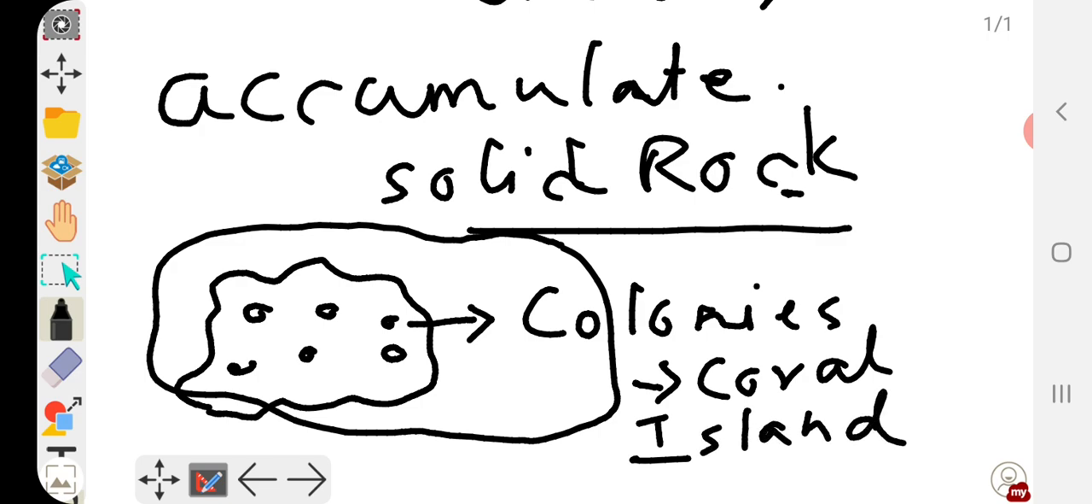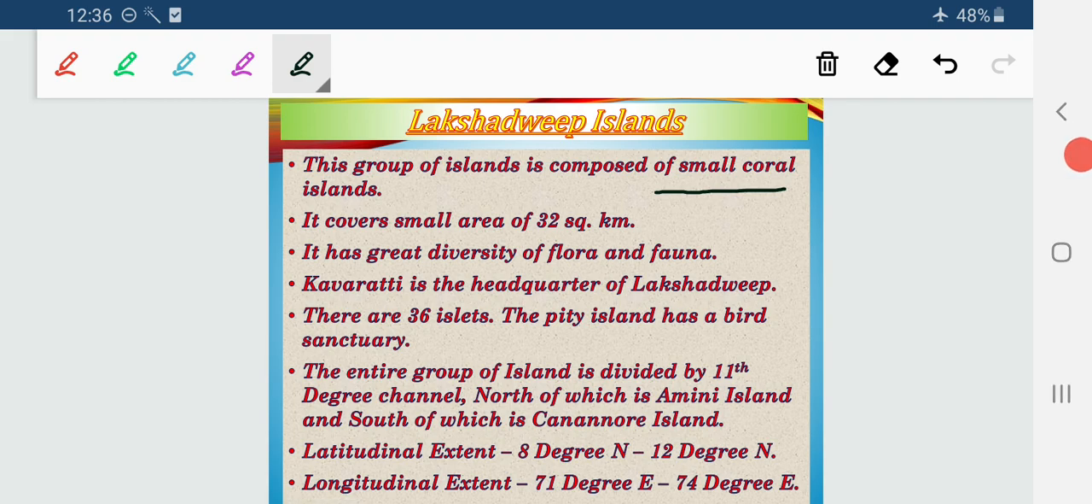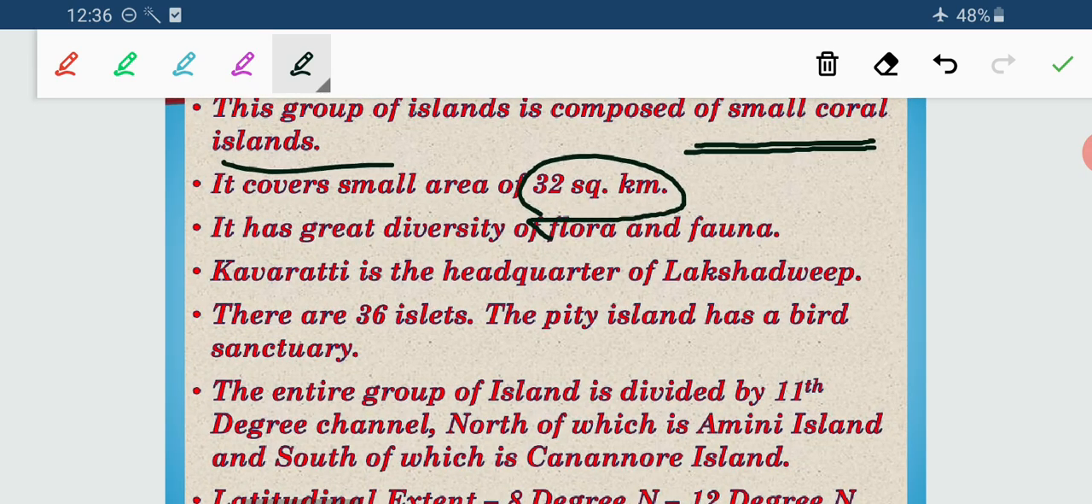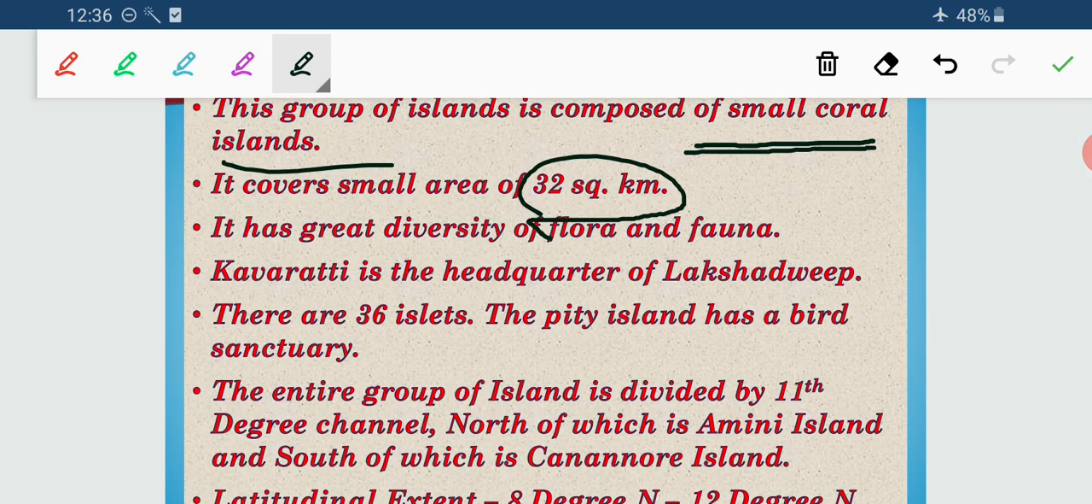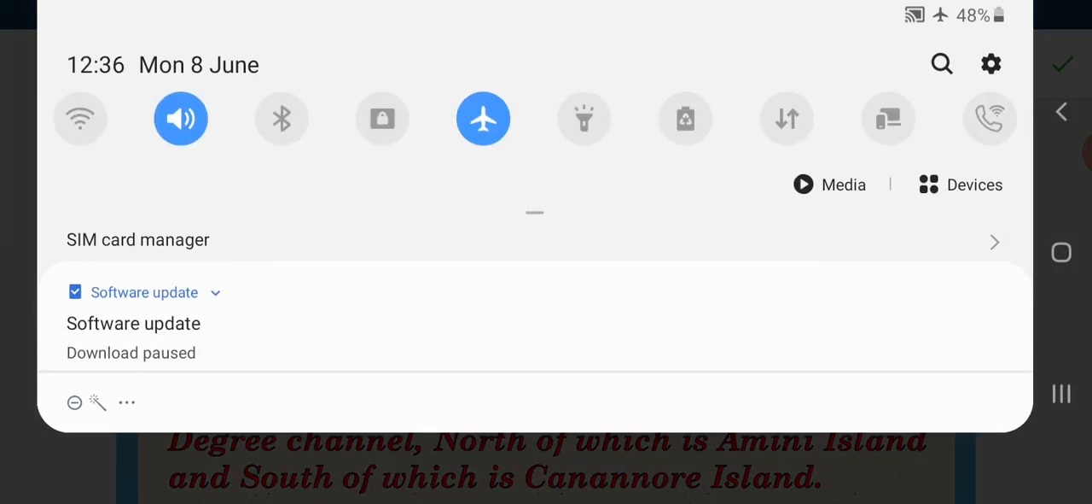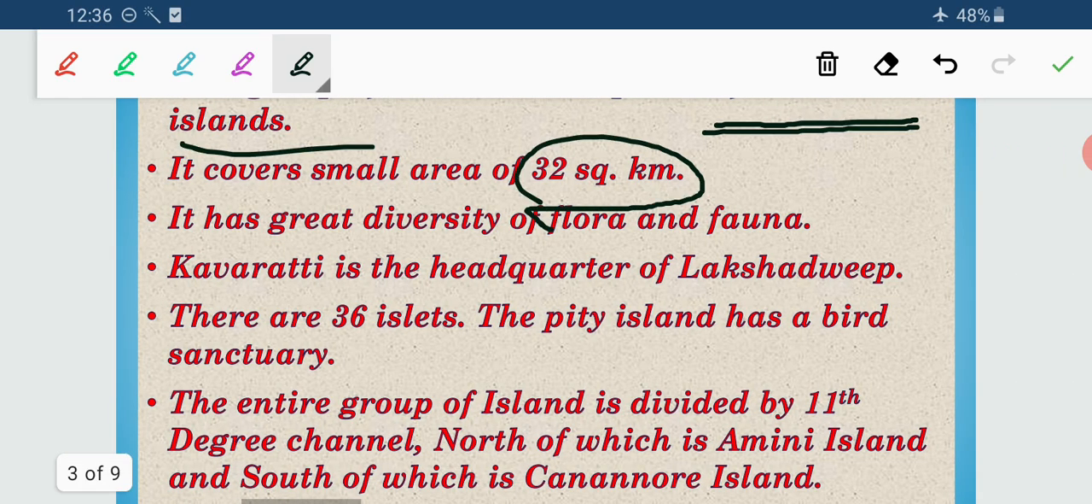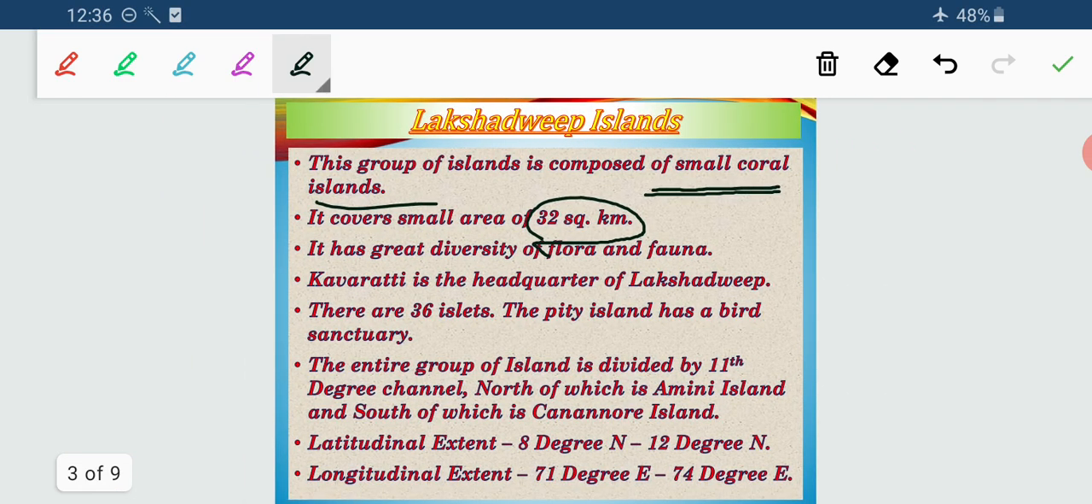With the help of these corals, our Lakshadweep island group has been formed. So, Lakshadweep is a coral island and it covers just 32 square kilometres. We have a great diversity of flora and fauna. And Kavaratti is the main headquarters of Lakshadweep.